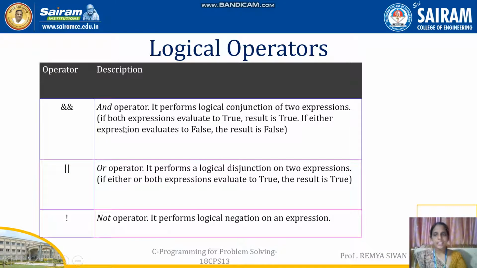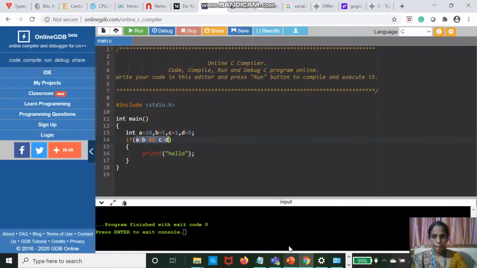So AND is like this: before AND there is one expression, and after AND there is one expression. If these two expressions are true, then AND will return the true value. And for OR, if any one is correct, it will return the true value. Here, if I give OR, A is greater than B or C is greater than D, I'll get the output hello.